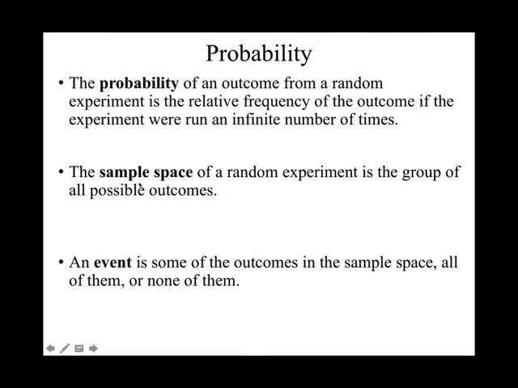The sample space of a random experiment is the set of all possible outcomes. For example, if I flip a coin, I can only get heads or tails. So heads and tails is our sample space.